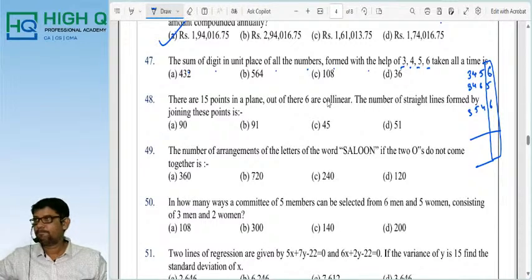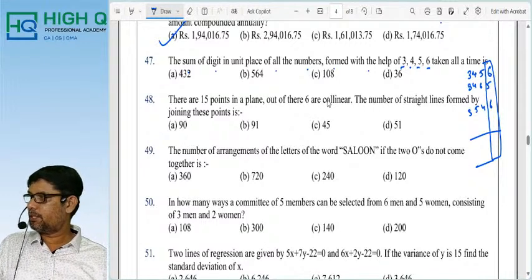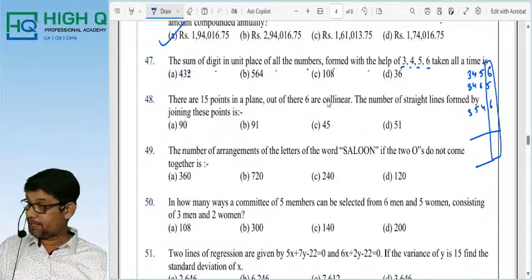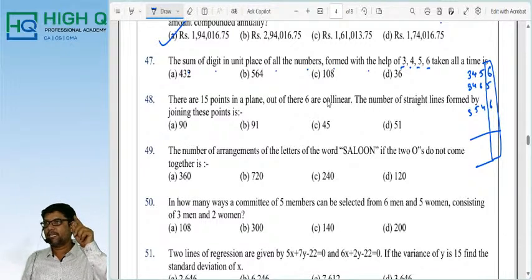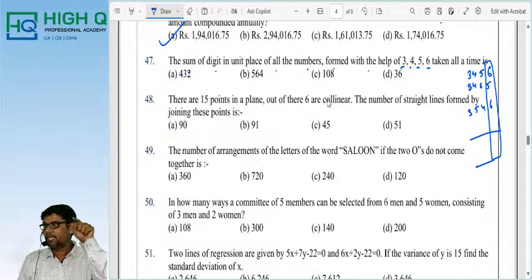One, not 8. 432. How did you get 432? Last number will come 3 times. 6 times will come, na? Units place will come for 6 times, my dear. Units place, there will be 6 sixes, 6 fives, 6 fours, 6 threes. Add everything.